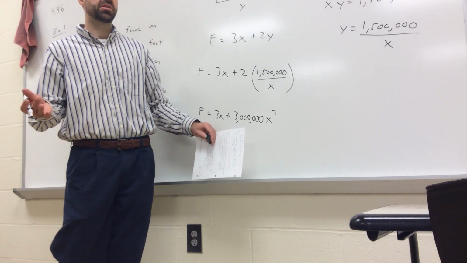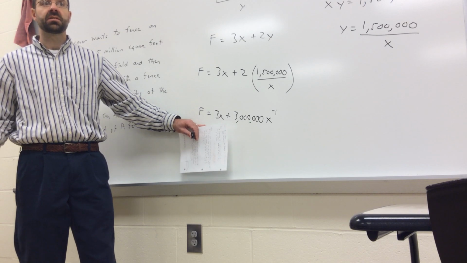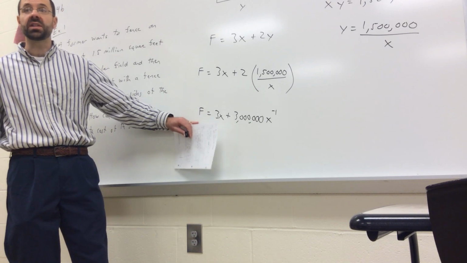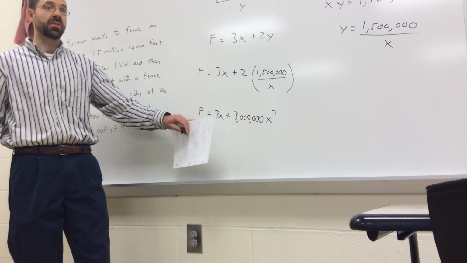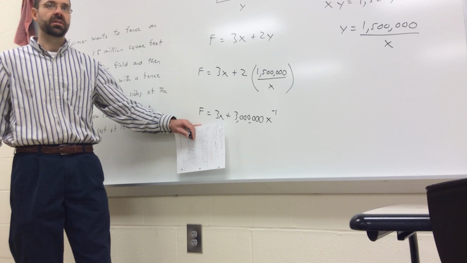Okay, so the question wants to know what's the minimum cost, but I'm minimizing the amount of fence to actually minimize the cost. So I need the smallest one of these. And to figure out the minimum of this, you take the derivative, set it equal to 0 and undefined, and go from there.